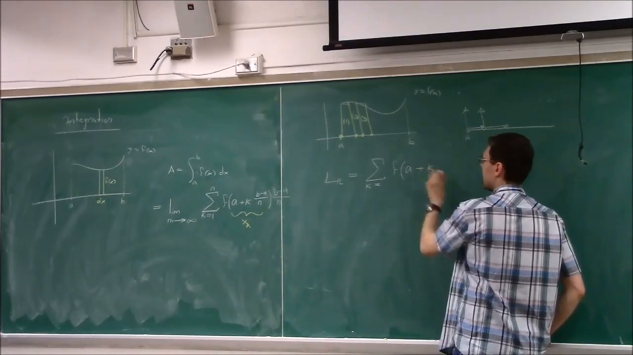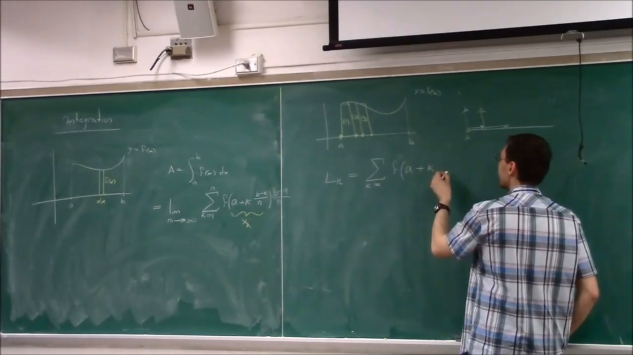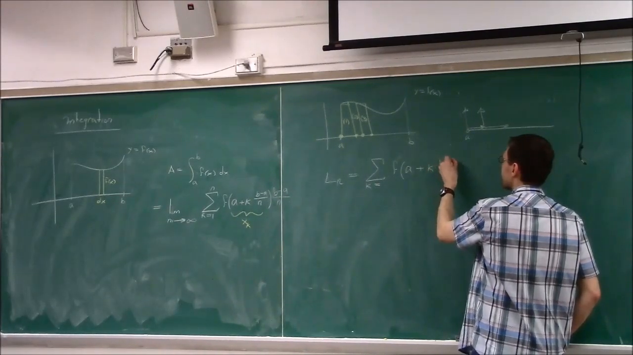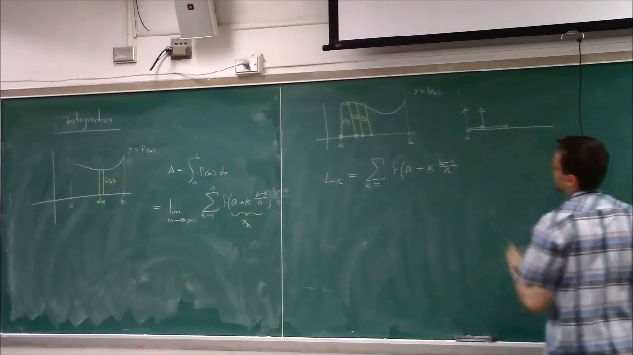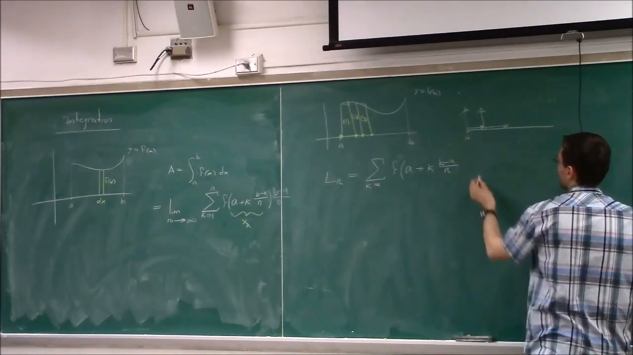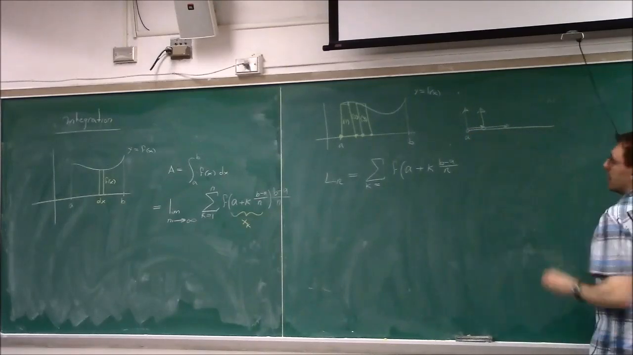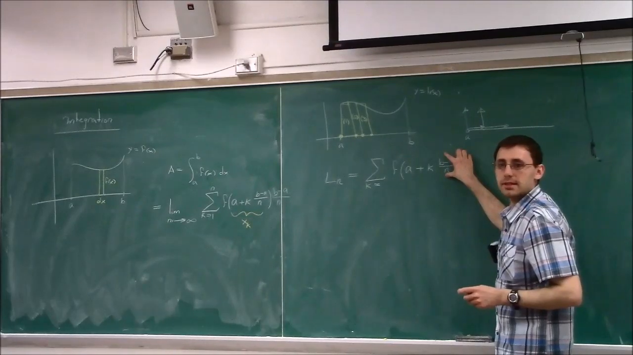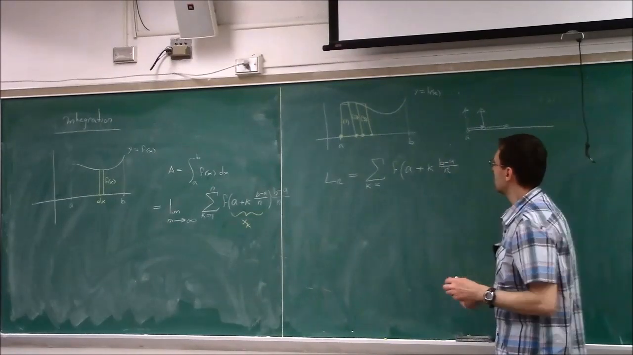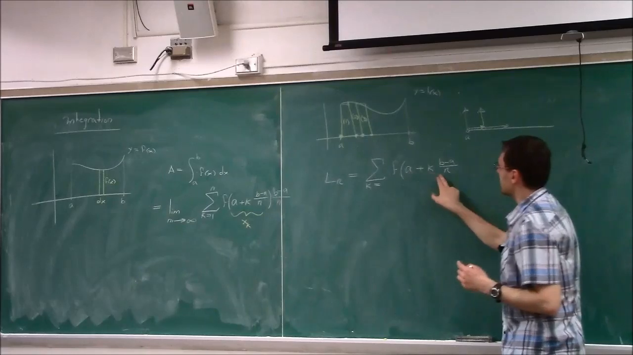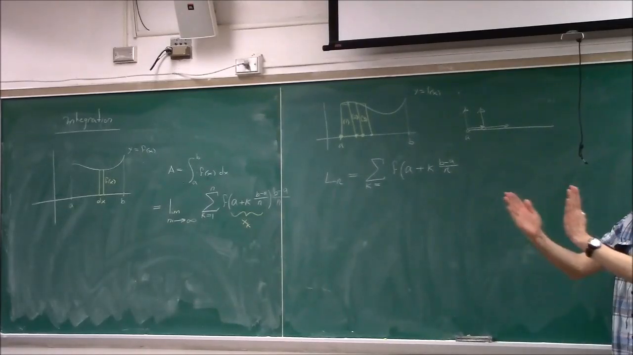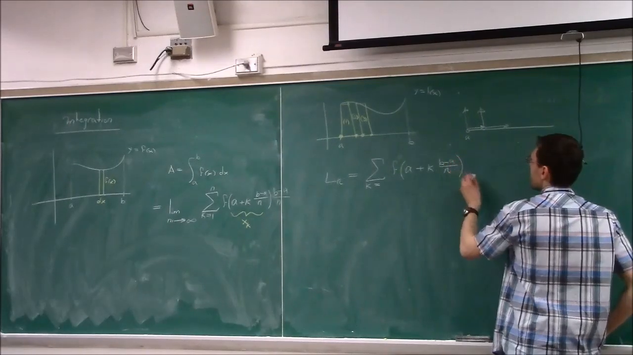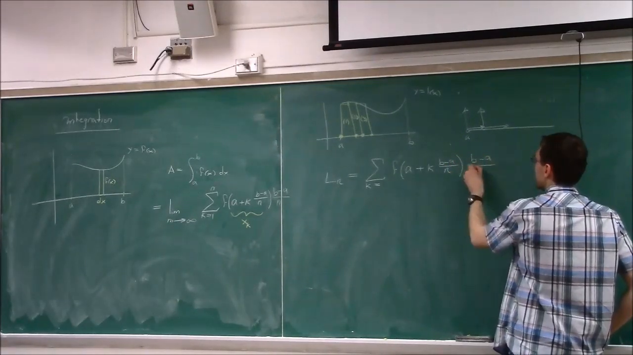Plus k times (b minus a) over n. So why is that k times? Because we displace 1 unit, 2 units. We displace k units of this length. Does this make sense? So this is just a, and then k tells you how many lengths of segments we need to displace. Here we have b minus a divided by n.